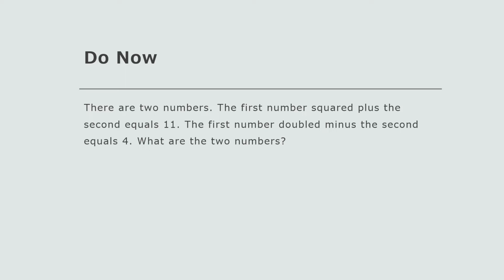Suppose there are two numbers and the first number squared plus the second number equals 11. Then the first number doubled, so 2 times the first number, minus the second number equals 4. What are these two numbers? Pause the video for a second and see if you can figure this out.